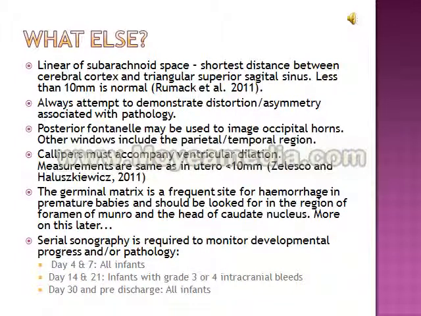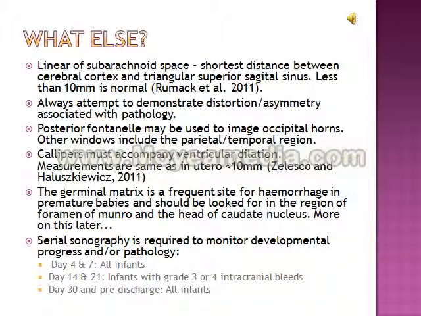Additional views include a linear view of the subarachnoid space. The shortest distance between the cerebral cortex and triangular superior sagittal sinus should be less than 10 millimeters. We should always attempt to demonstrate distortion or asymmetry associated with any pathology found. The posterior fontanelle may be used to image the occipital horns. Other windows include the parietal or temporal regions.